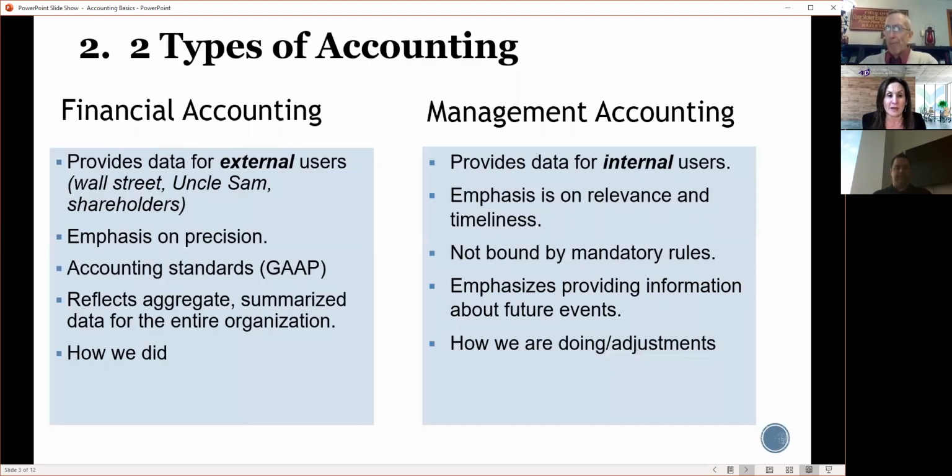The second fundamental is that there are really 2 types of accounting. There is financial accounting. Financial accounting is governed by accounting standards. In the United States, it's called GAAP, and there's also an international accounting standard. These are the standards that our accounting departments in our organizations have to follow and have to use in order to collect data in precisely the same way and report on that information, because the financial accounting creates the reports and information that goes to the external world.